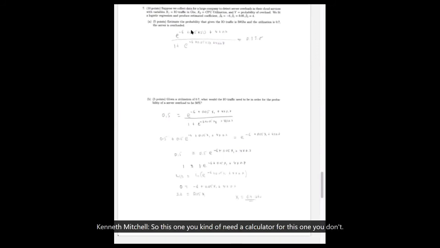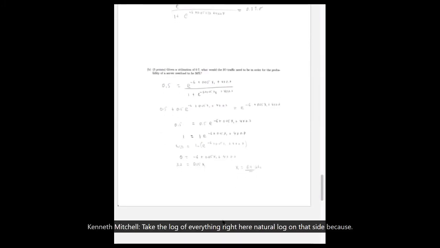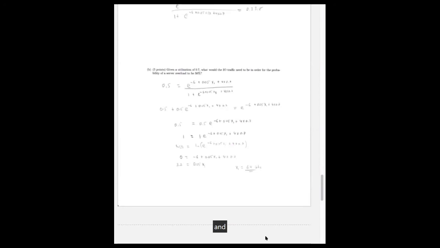So this one you kind of need a calculator for. This one you don't, because you can just take the log of everything right here, natural log on that side, because this is going to be 0, taking the log on that side, and now you just get regular number of values in there.